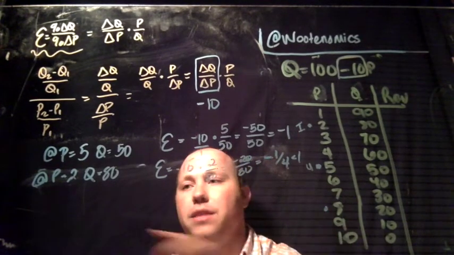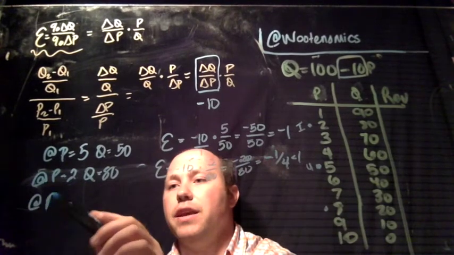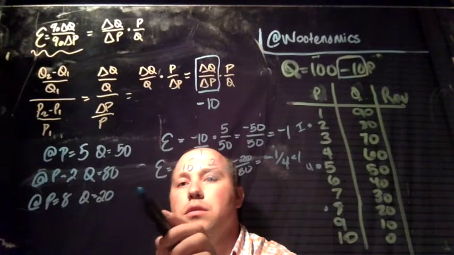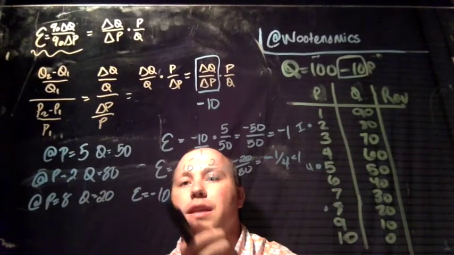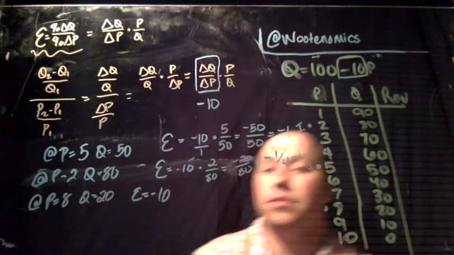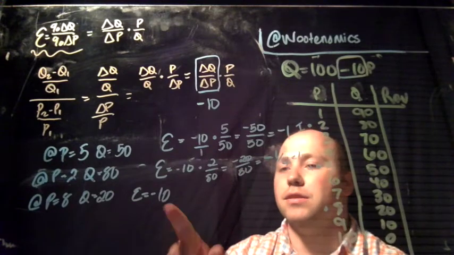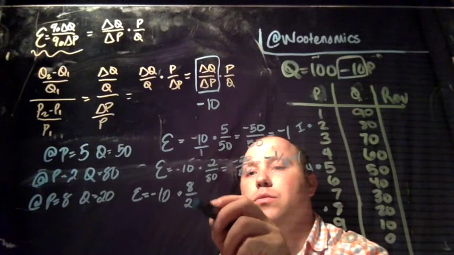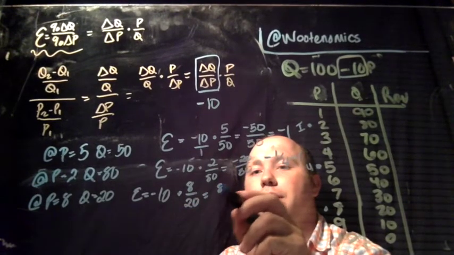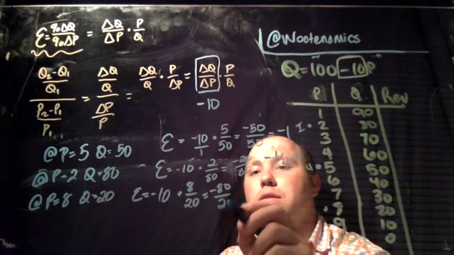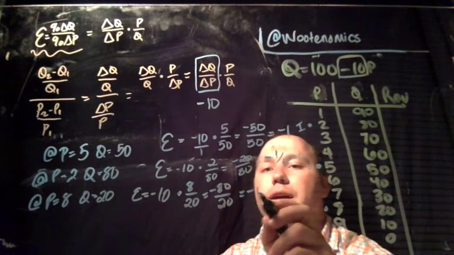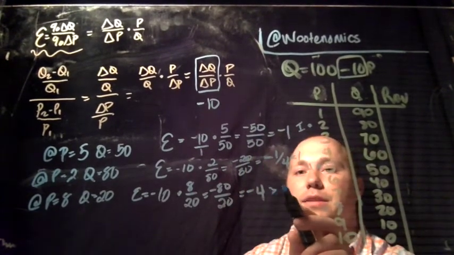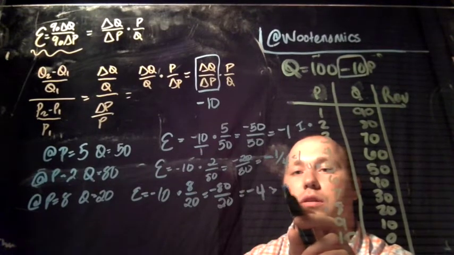Let's look at 0.8. So at a price of $8 and a quantity of 20, we can calculate the elasticity. I'll go a little quicker with this one because it's still following the same process. Minus 10, a price of 8 over 20. So we have 80 over 20. So we have minus 4. So what we have here is an elasticity of minus 4, or negative 4.